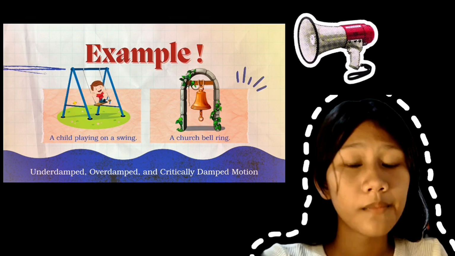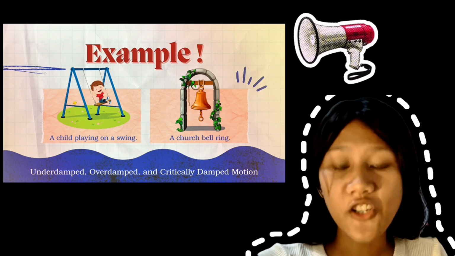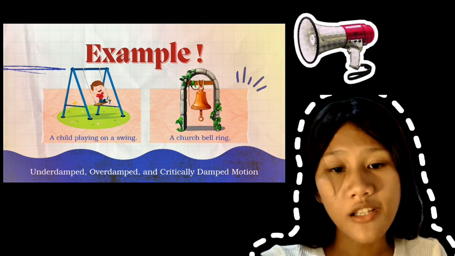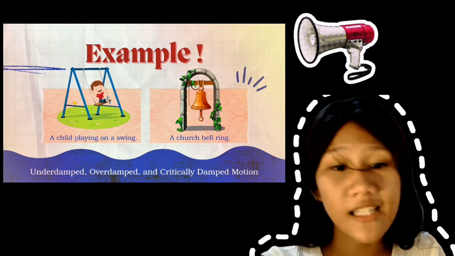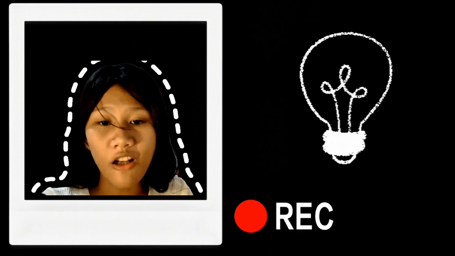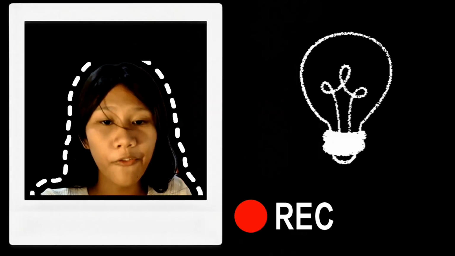For example, a child playing on a swing and a church bell ringing. When a child is on a swing, the swing doesn't stop right away. It keeps going back and forth several times. Each swing becomes smaller because of air resistance and friction. The same thing happens with the church bell. After being struck, it continues to move and ring several times before coming to rest. Both examples show underdamped motion because there's still oscillation or repeated movement before the system settles.